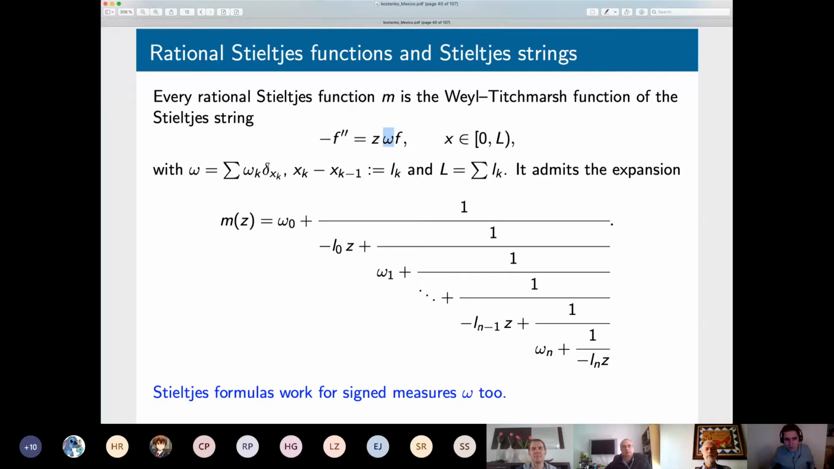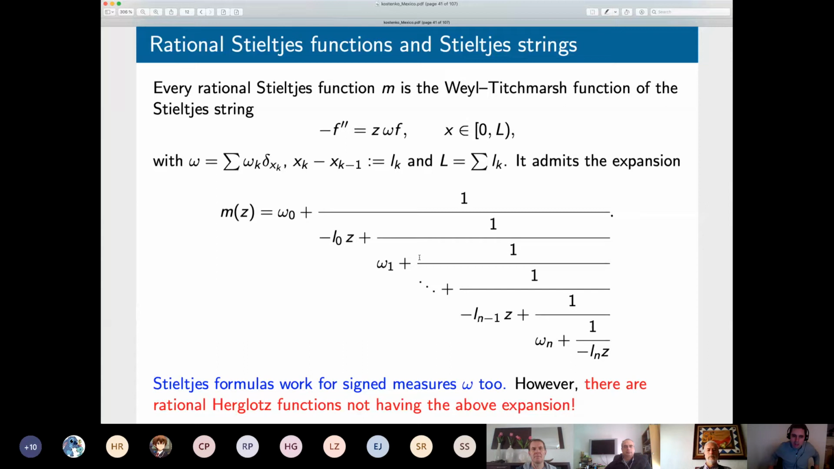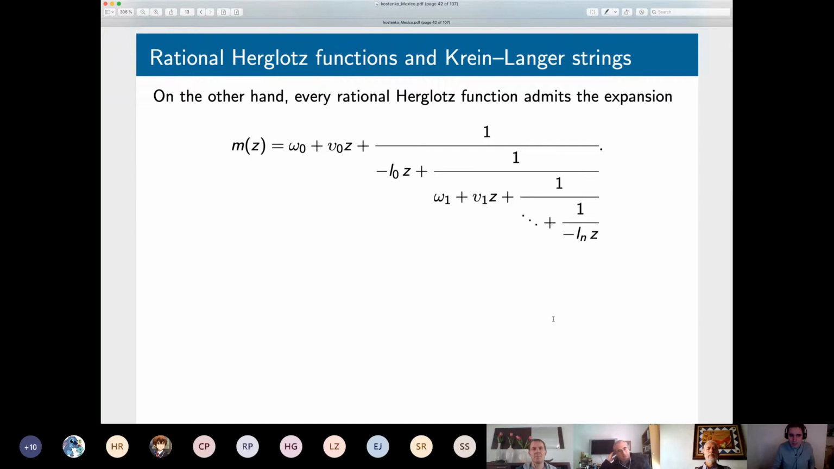Since it's just pure algebra, it does not matter whether omega is positive or may take positive and negative values. But the problem is that, first of all, if we allow omega k to take positive and negative values, then the corresponding m is no longer Stieltjes, but it stays a Herglotz function. But it turns out that not every rational Herglotz function admits this very nice continued fraction representation.